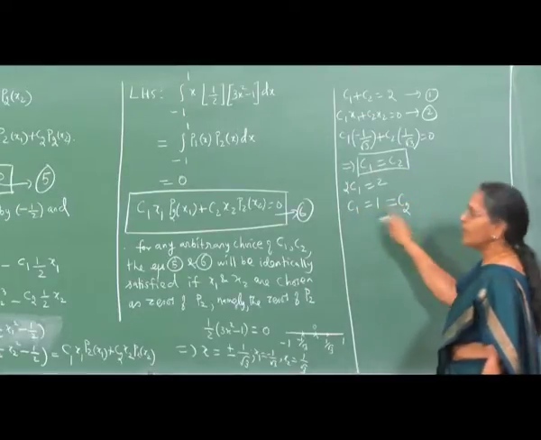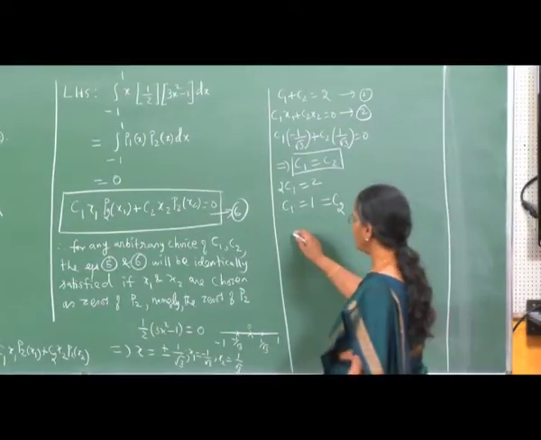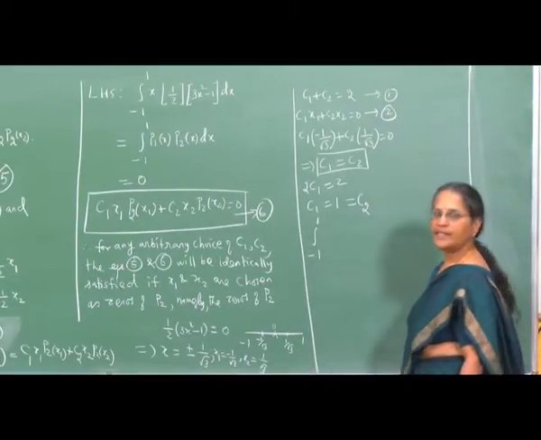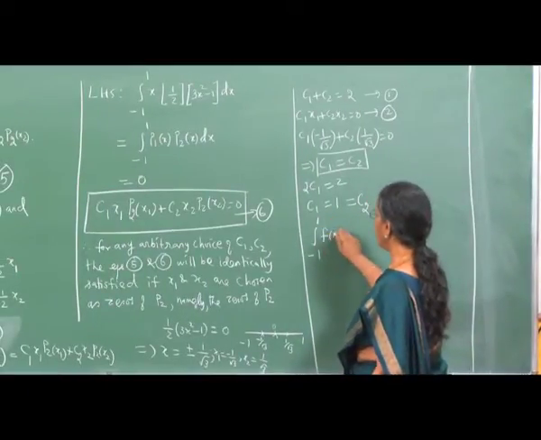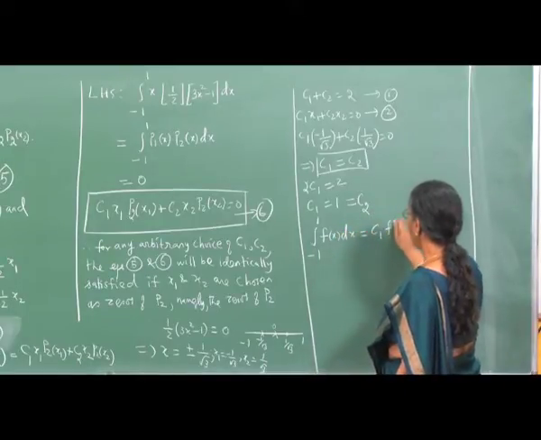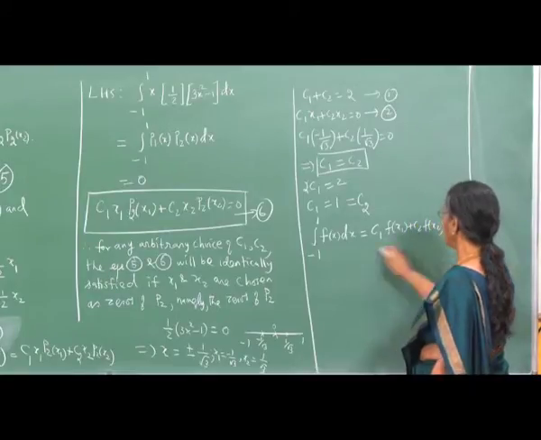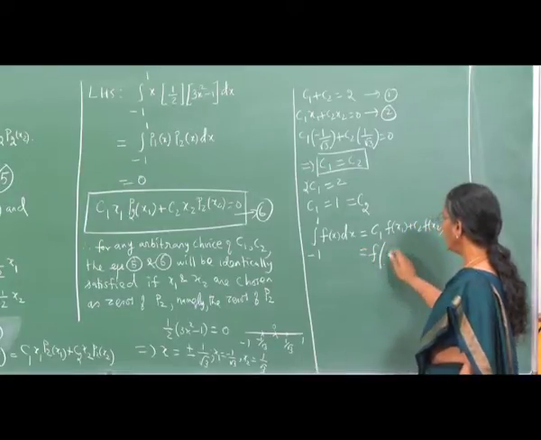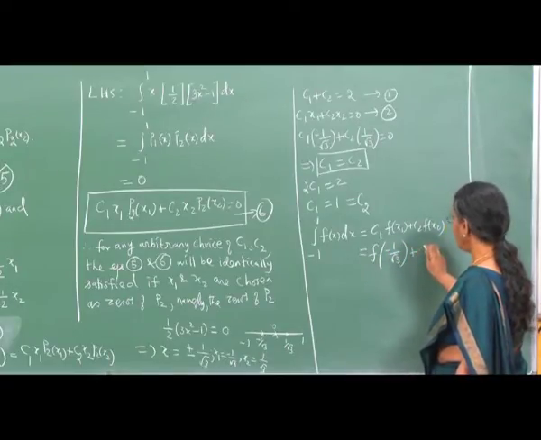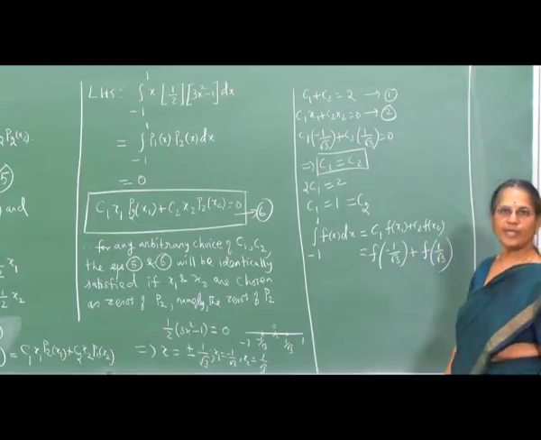So, C1 equal to C2 equal to 1, and therefore, we have the integration method to be given by integral minus 1 to 1 f of x dx is equal to C1 f of x1 plus C2 f of x2. C1 is 1, x1 is minus 1 by root 3, C2 is 1 and x2 is plus 1 by root 3.